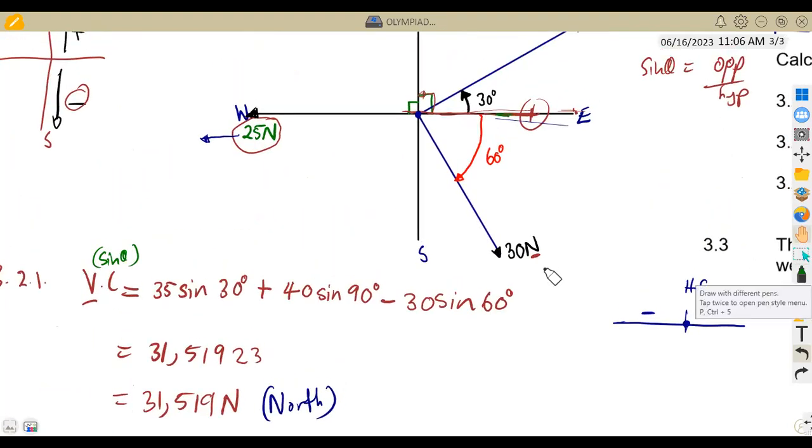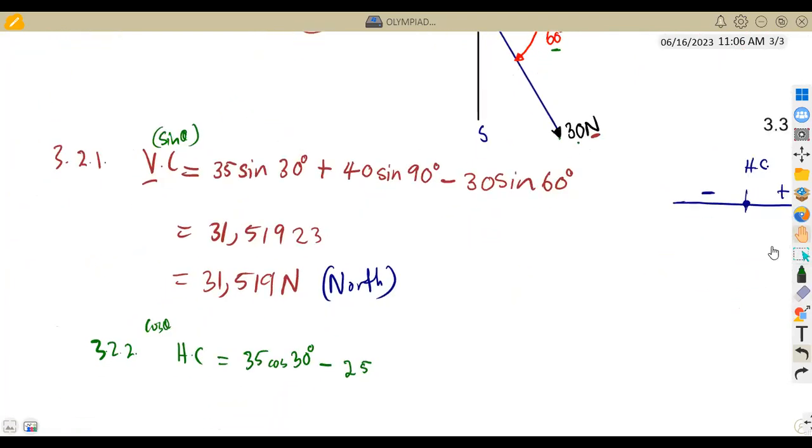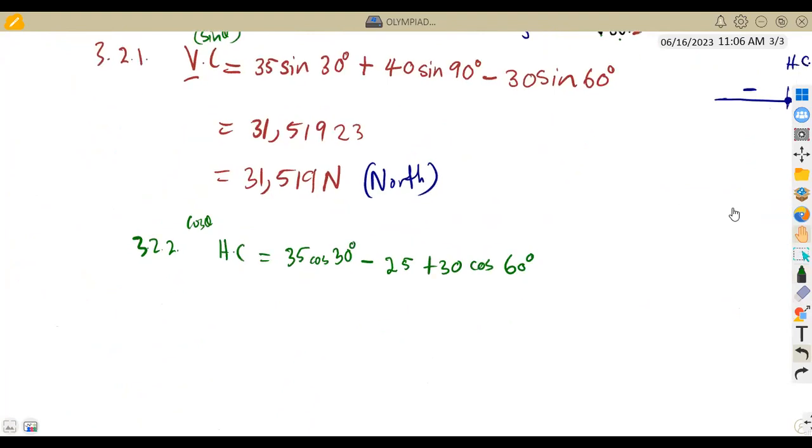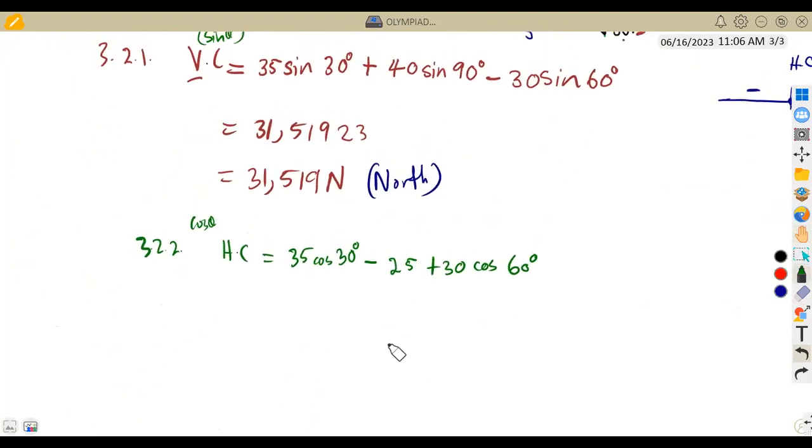Then we have got this part of 30. So 30 is the horizontal. If we take it to the horizontal side, it's going to be on this side, on the positive. So this will be positive 30 cos 60 degrees. This is the information that is important that is going to give us the horizontal components in this case.